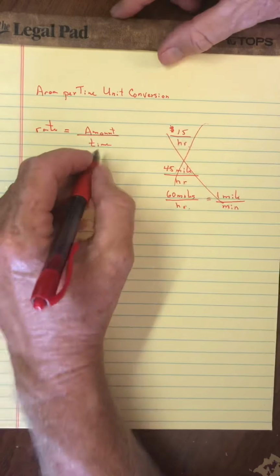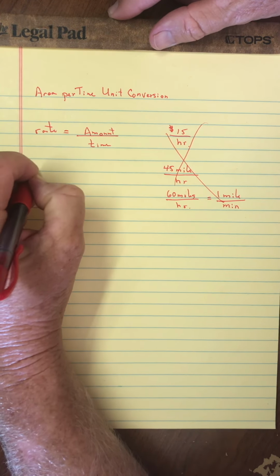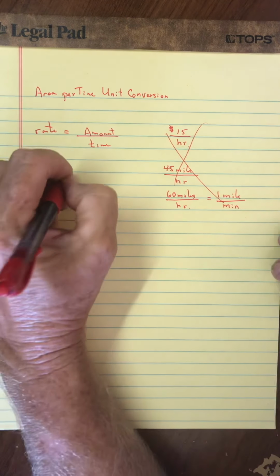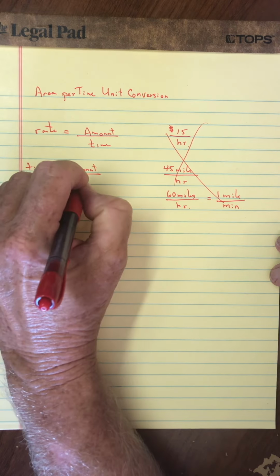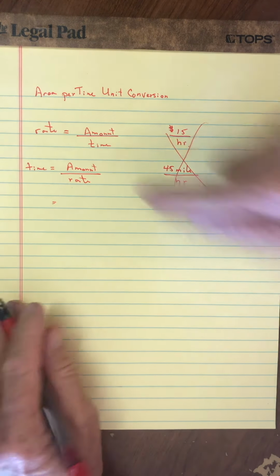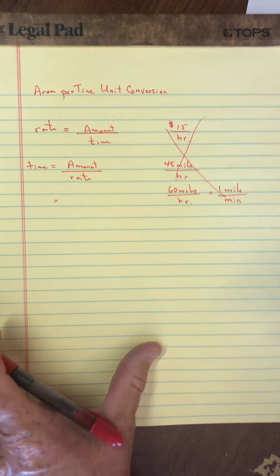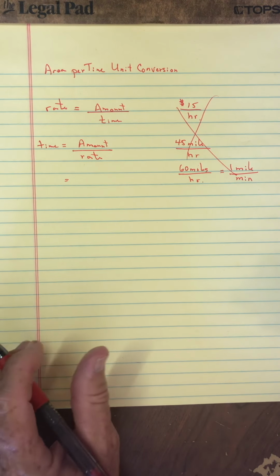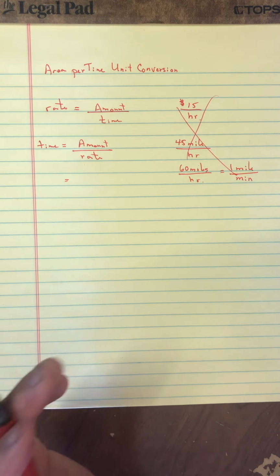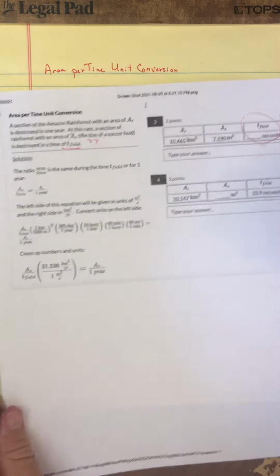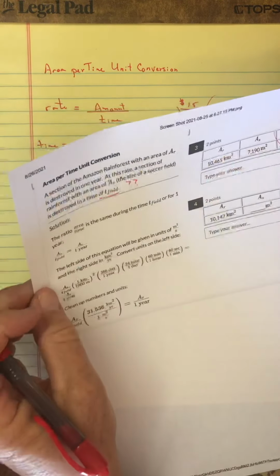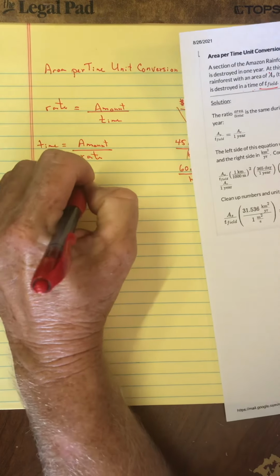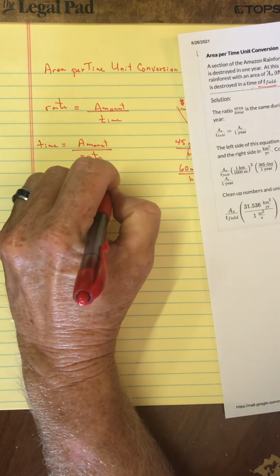So let me kind of rearrange this. Let me put time over on this side of the equation, and then take amount and divide it by rate, okay? And so amount divided by rate is how we're going to get time. Now, the amount, they make it very clear, the amount is a soccer field. Okay, so this is 7,190 square meters, according to this problem.